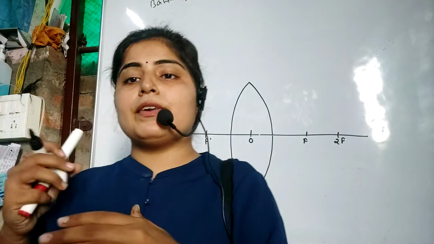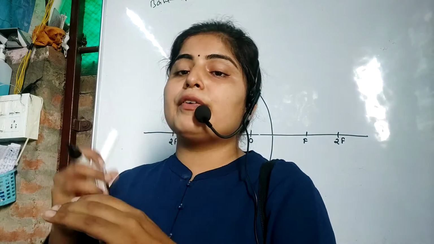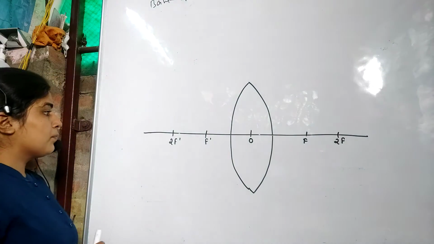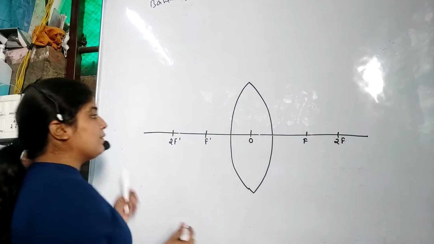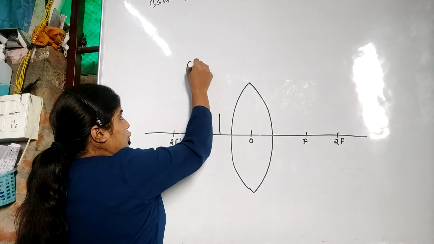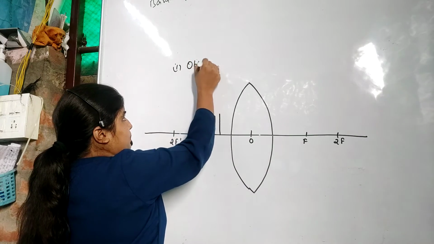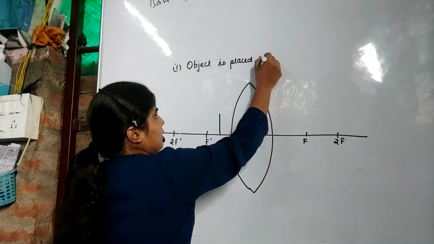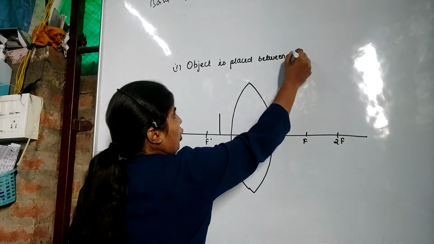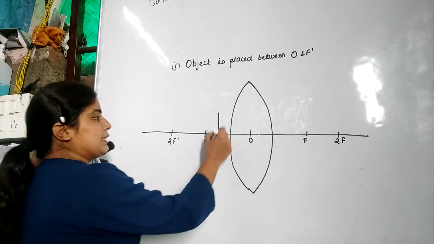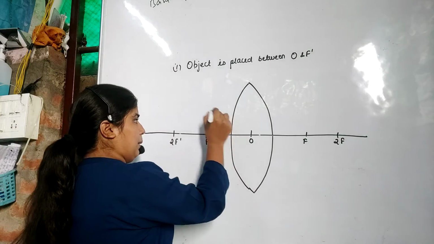So by placing the object at different positions, we will get different kinds of images after the refraction through the convex lens. Okay. So suppose that firstly we are placing the object in between the optical center and the focus. So in the first condition, the object is placed between O, that is the optical center, and F dash. Okay. So suppose that this one is the object that is denoted by AB.